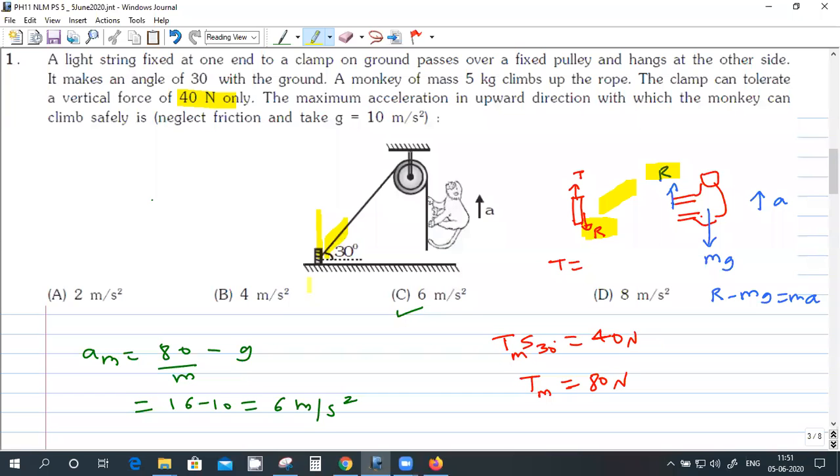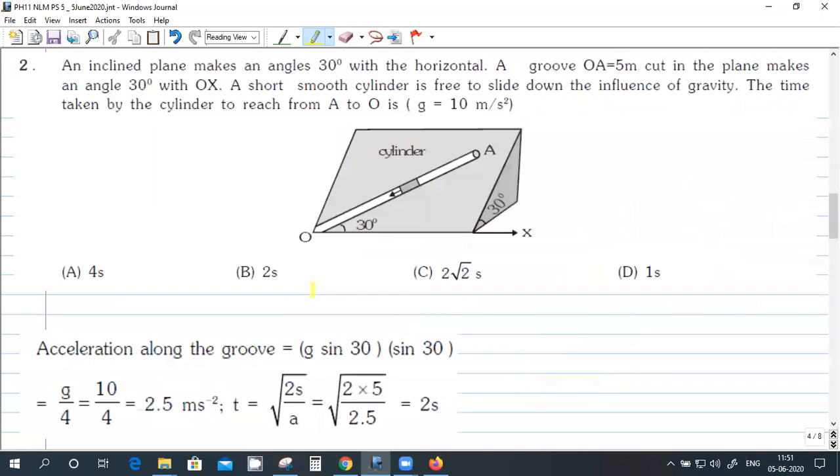That's another relation. This one you did. Yes, sir. So what is the acceleration along the groove? g sin 30, na. Okay, you might have seen the solution.